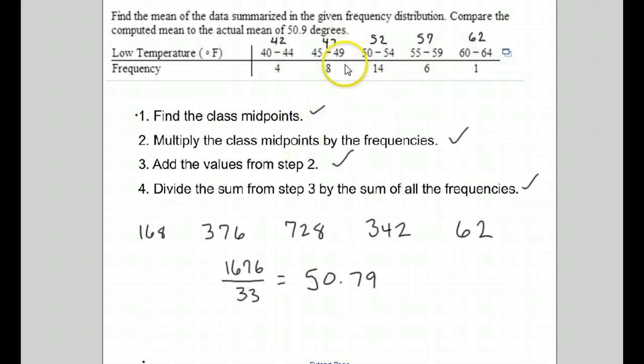Alright, so that's why we're going to use this 4-step process to find it. If we don't actually have the data, if we have just a frequency distribution, we can still estimate the mean, but as we can see, it's not going to be exactly right. It'll be kind of close, but not exactly right.